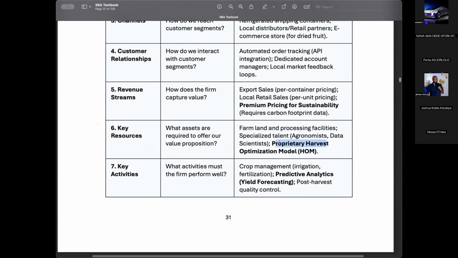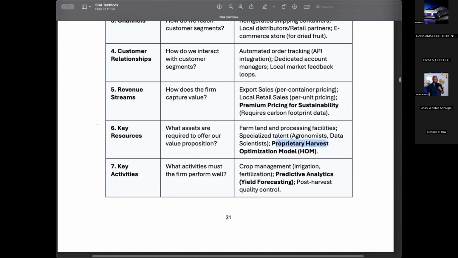Interesting. What activities must we do? And what are our critical activities? If we don't do them, what will fail? Our crop management, irrigation, fertilization is for the planting part. Then the analytics part, I need to collect the data on each of the farms I have, on each of the products and the plantations I have on the farm, so that I can track per product how the thing is faring, and per plant.